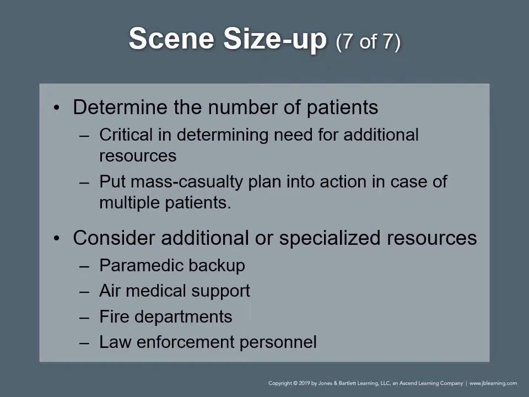Another part of our scene size up is determining the number of patients. So we need to know if we need additional resources, ambulances, if we need more help. If we have more patients than we can handle, then that's going to be a mass casualty incident. We're going to need to call in reinforcements and establish incident command. We will discuss that mass casualty stuff, triage and incident command later, but we need to know the number of patients. And then considering any additional or specialized resources that we need to call in.